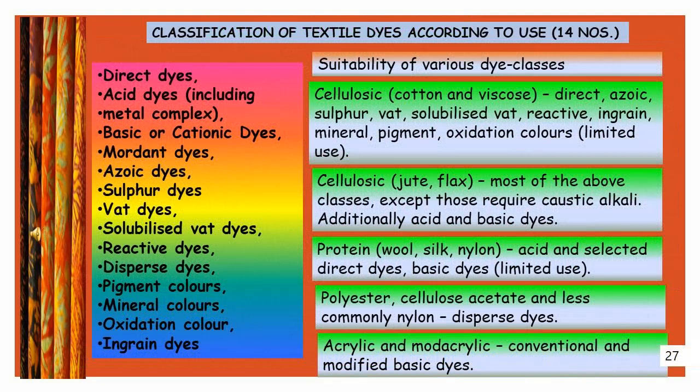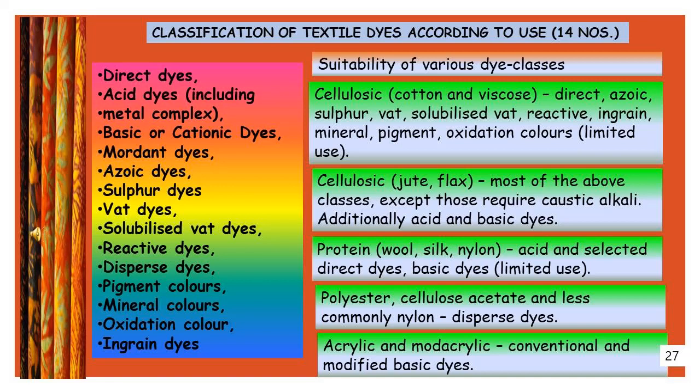Classification of textile dyes according to use. There are 14 classes of dyes according to their methods of application. Direct dyes, acid dyes including metal complex, basic or cationic dyes, mordant dyes, azoic dyes, sulfur dyes, vat dyes, solubilized vat dyes, reactive dyes, disperse dyes, pigment color, mineral color, oxidation color, and ingrain color.